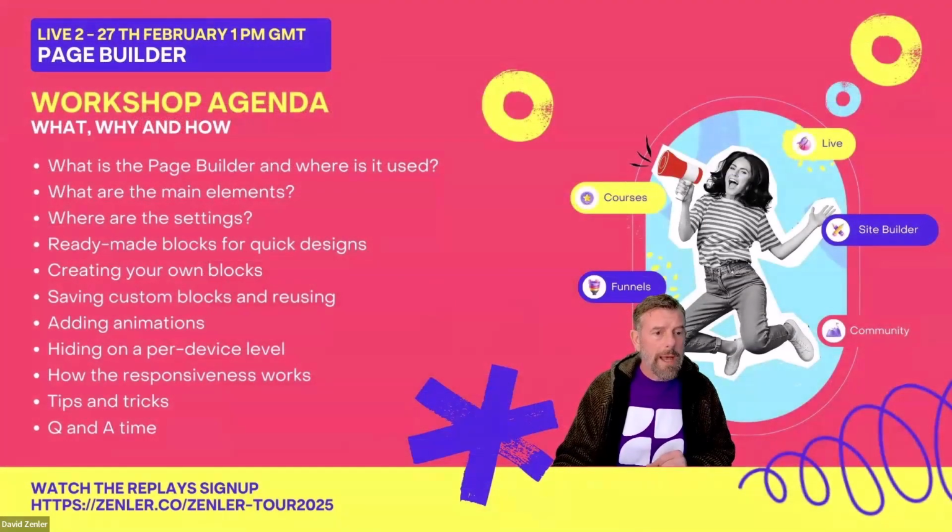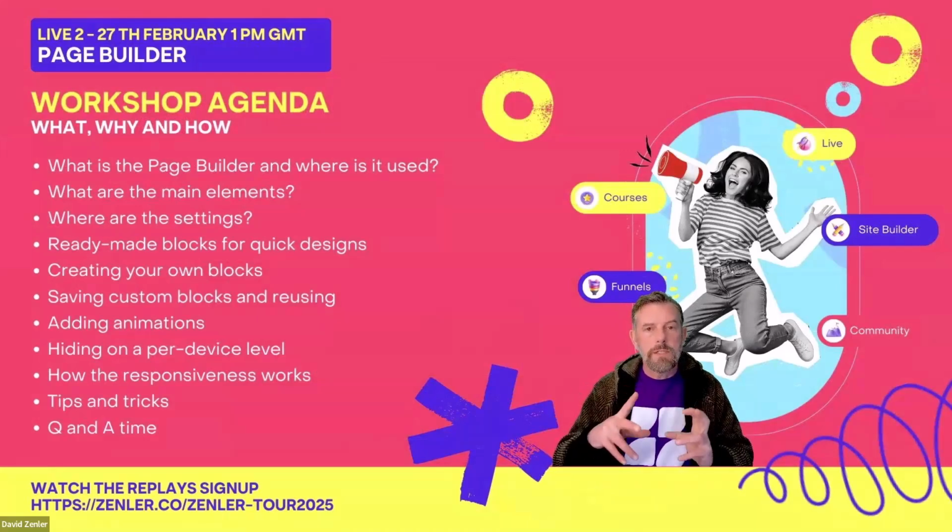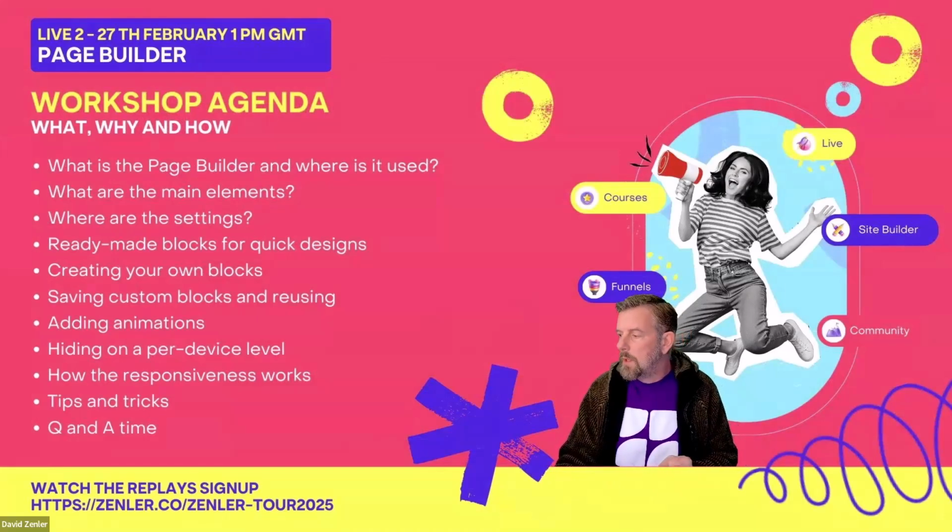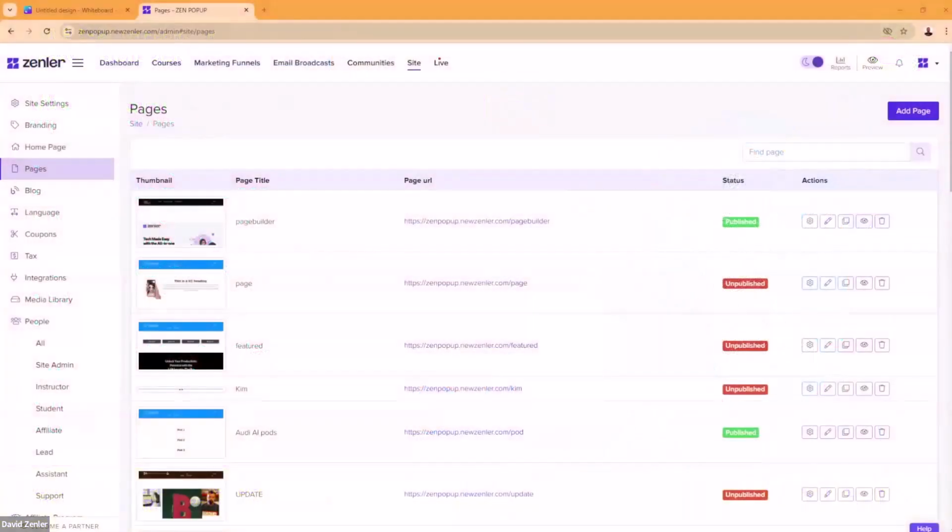So what I want to talk to you about now is the main elements in the page builder. So what I'm going to do is open a page up that I've built, and I'm going to show you the elements, and I'm going to try and do it in a way that makes it easy for you guys to understand. I'm going to give a kind of analogy of what's going on. So I'm going to flick over to here, and we're going to use this page here.